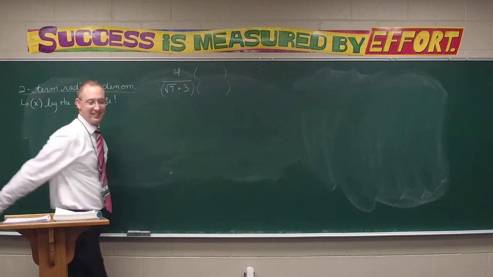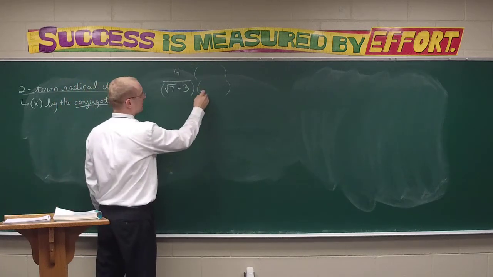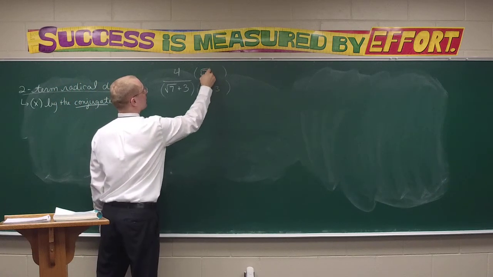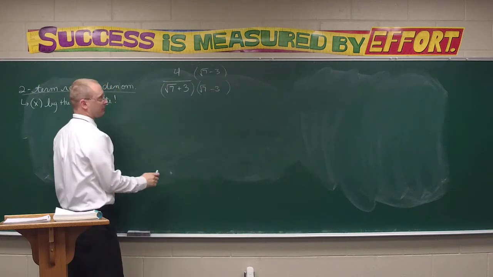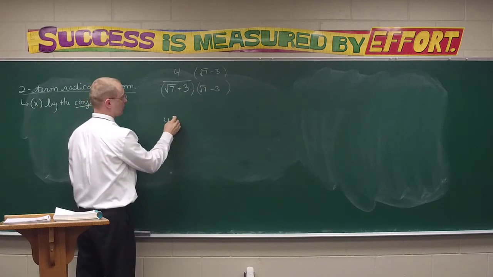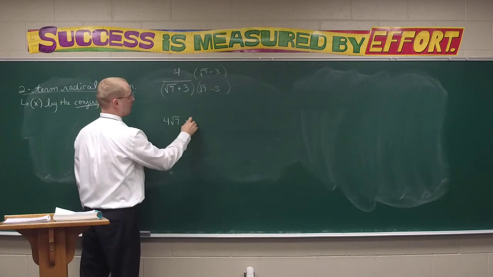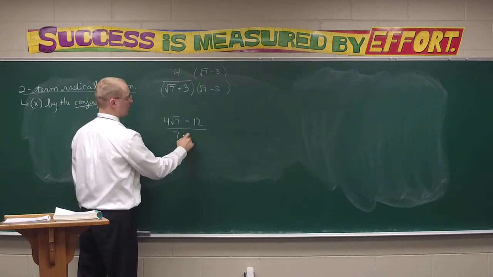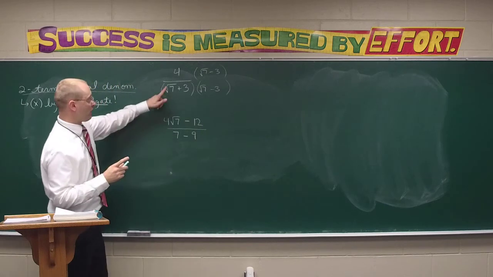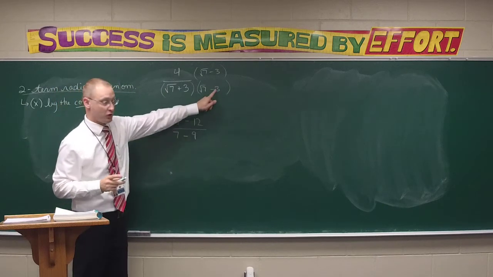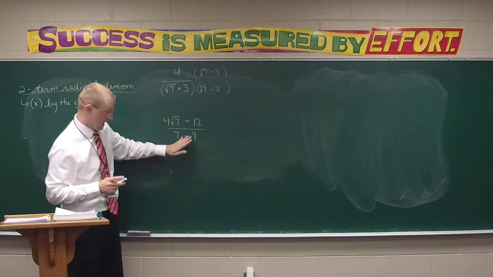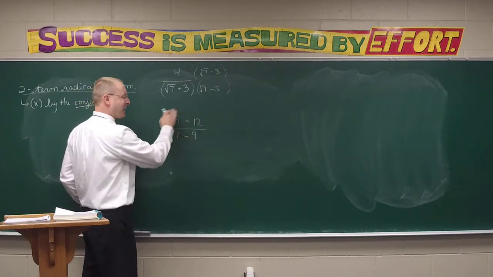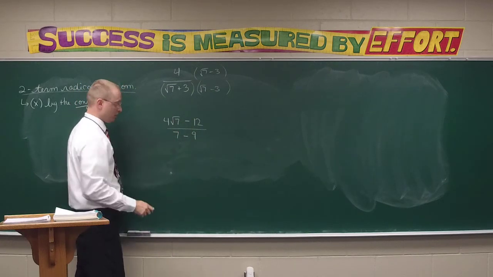What do we do? We multiply both by the square root of 7 and negative 3. All right, to get what? 4 times the square root of 7, negative 12, over 7 negative 9. Good. By the way, when you square a square root, you get the radicand. This isn't just square root of 3. It's just a plain old 3 squared to get 9. Good job. We can't combine anything in the top and in the bottom. That equals negative 2.